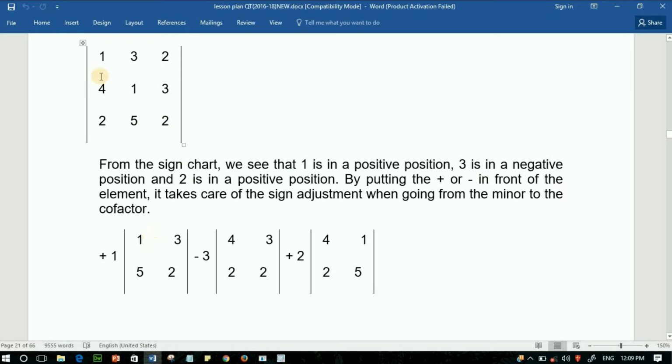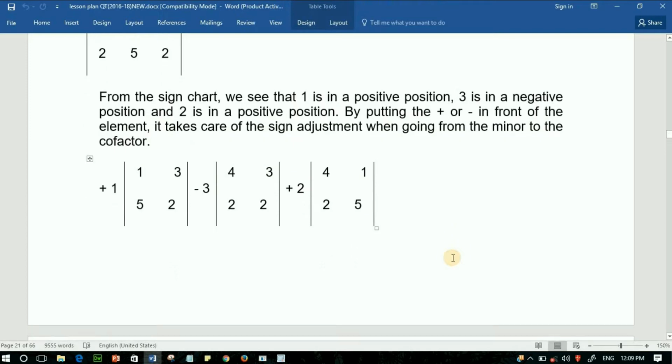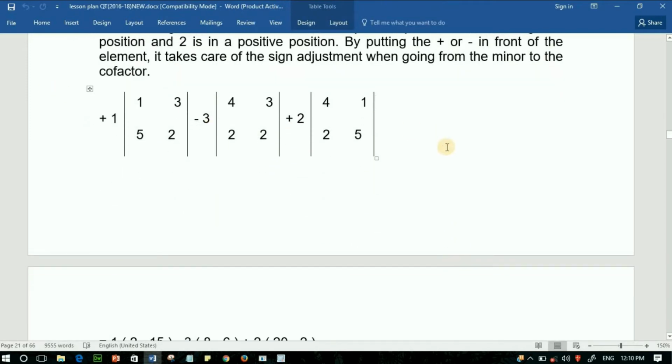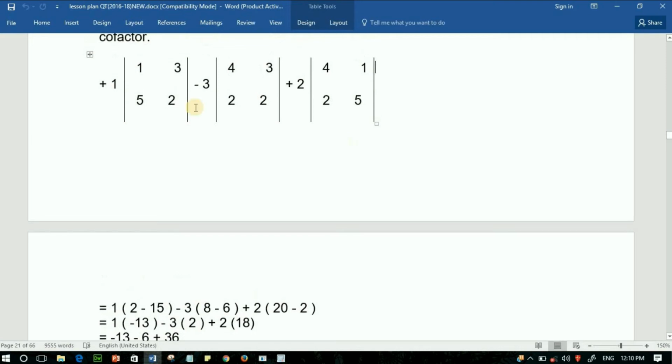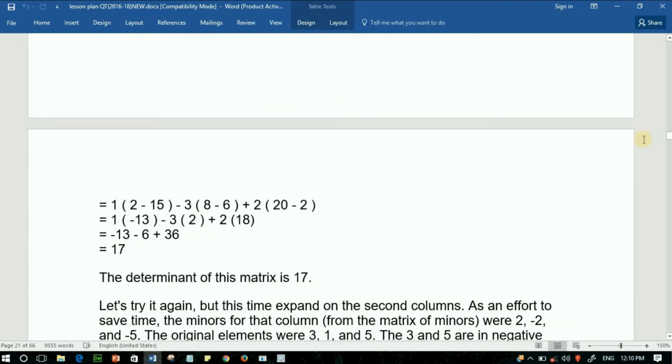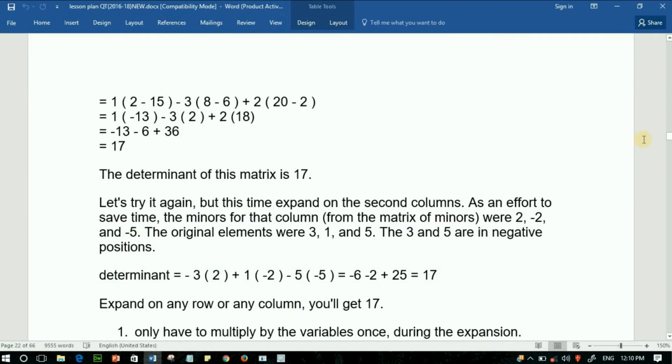We always take the second element with a minus sign, so here it is minus 3, and we strike out its column and row. The remaining subdeterminant is 4 3 and 2 2. Then the third element is plus 2, and we strike out its row and column, the remaining is 4 1, 2 5. We already discussed how to evaluate a 2 by 2 determinant. You multiply 1 into 2 minus 5 into 3, minus 3 into 4 into 2 minus 2 into 3, plus 2 into 4 into 5 minus 2 into 1. Evaluating all these, we get the answer, 70.